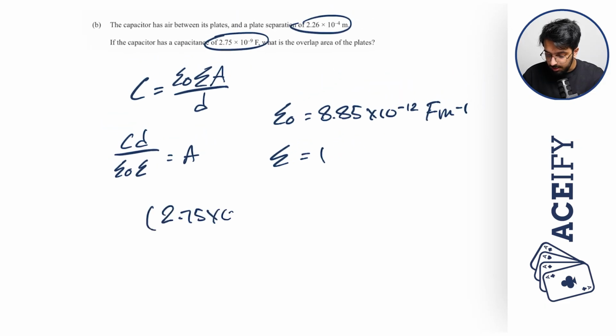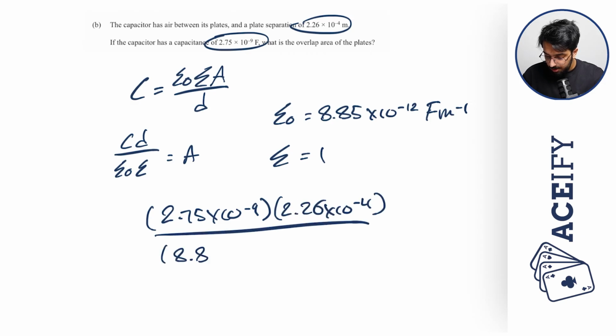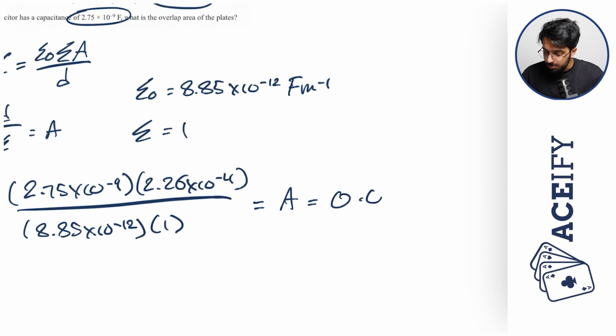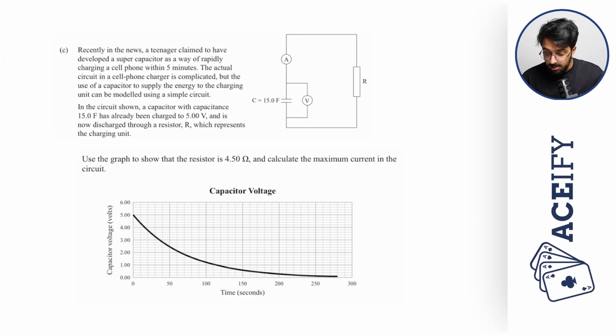2.75 times 10 to the negative 9 multiplied by 2.26 times 10 to the negative 4, all over 8.85 times 10 to the negative 12 multiplied by 1, and that gives an area of 0.07 meters squared. There we go. Alright, so this is a bunch of text that you can read yourself.